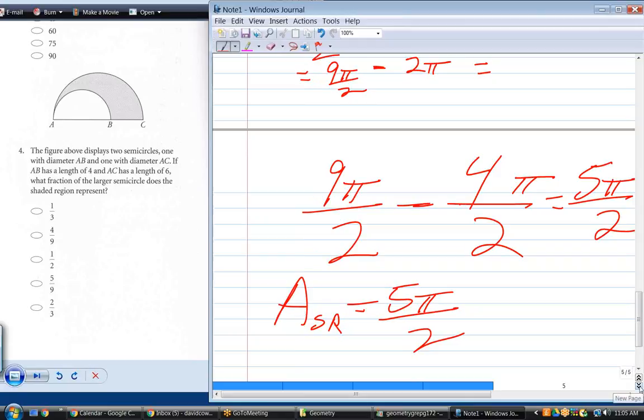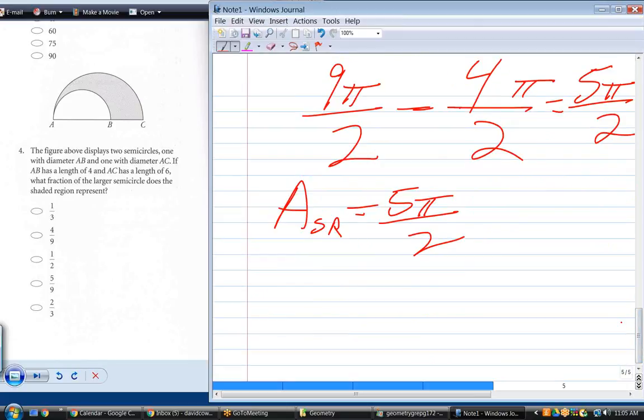In other words, it would have been a perfectly good geometry problem had they just said, give us the area of the shaded region. Well, they've added one level of complexity to it. They want, what's the fraction of the larger semicircle does the shaded region represent? Well, conceptually, what does that mean? What fraction of the larger semicircle does the shaded region represent?